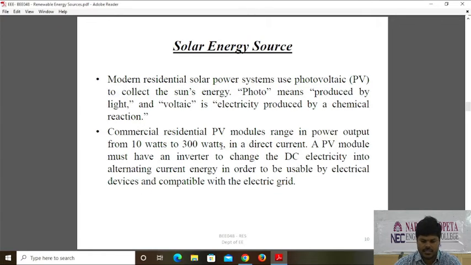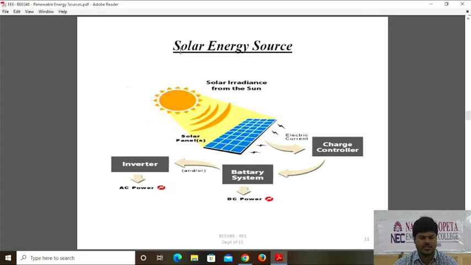In the next slide, I will show you. See the diagram. This is called solar panel. This solar panel will absorb the solar radiation from the sun and convert the solar radiation into electrical energy. After converting this electrical energy, it goes to the charge controller, then to the battery system, then to the inverter. So the power output from the solar panel is DC.